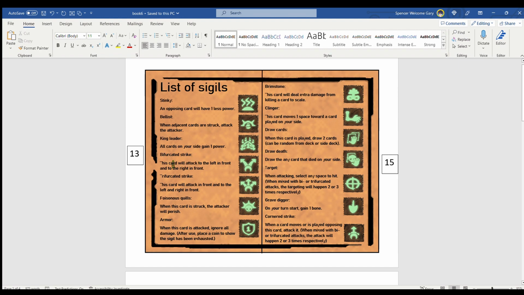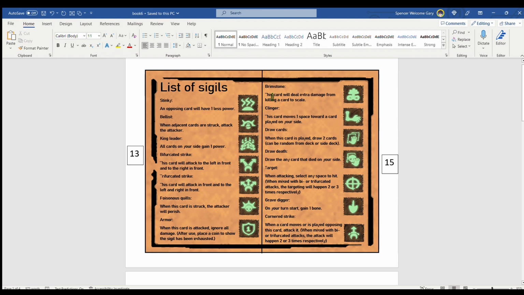Bifurcated Strike. This card will attack to the left in front and the right in front. Trifurcated Strike. This card will attack the front and to the left and right in front. Poisonous Quills. When this card is struck, the attacker will perish. Armor. When this card is attacked, ignore all damage. After use, place a coin to show that the sigil has been exhausted.